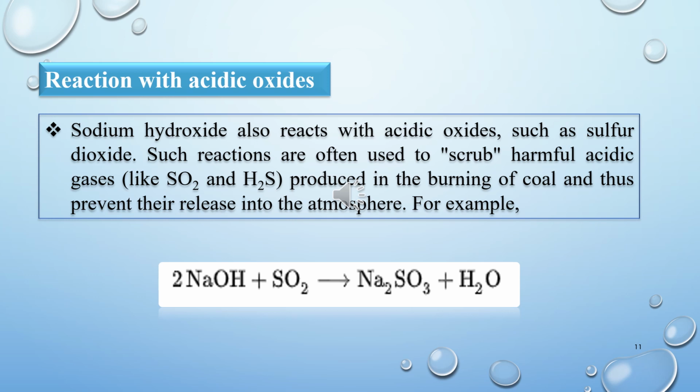Dear students, because sodium hydroxide reacts with both hydrogen sulfide and sulfur dioxide, converting them into different products which are not harmful to our bodies or plants. Due to this reason, we said that this kind of reaction is used to scrub harmful gases like sulfur dioxide and hydrogen sulfide. And in the figure, you have seen that sodium hydroxide reacts with sulfur dioxide and forms sodium sulfide.